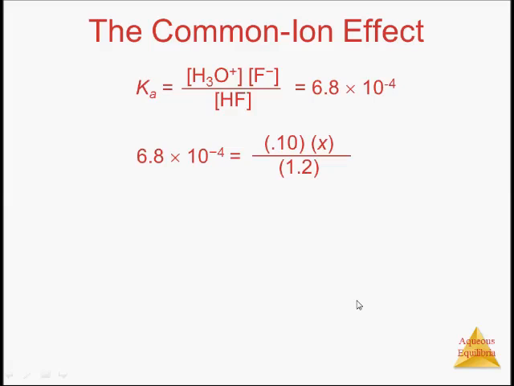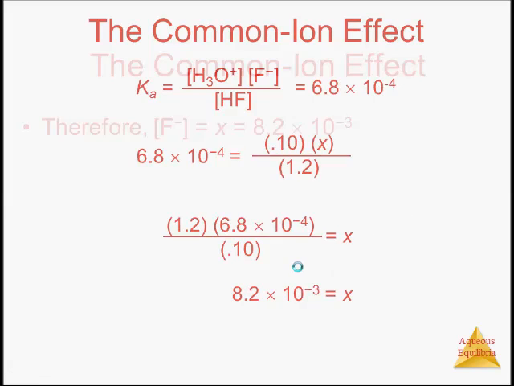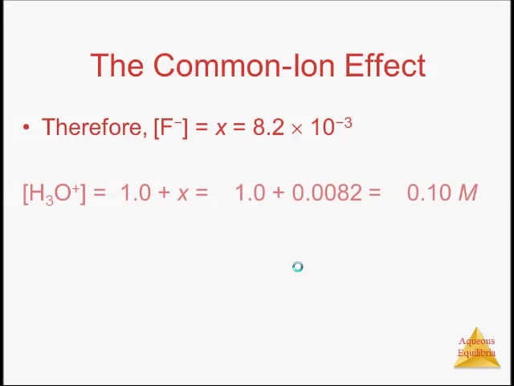So I write my equilibrium expression. I pop my values in from my ICE chart. There's the 1.2, the 0.10 molar. We solve it for X. And again, there's just my work for doing that. So we come up with an answer here of X is equal to 8.2 times 10 to the negative third. And remember, we had set X up as the concentration of the fluoride ions, which was actually the answer to one of the questions. Now, in addition to that, the question also asks us what the pH would be.